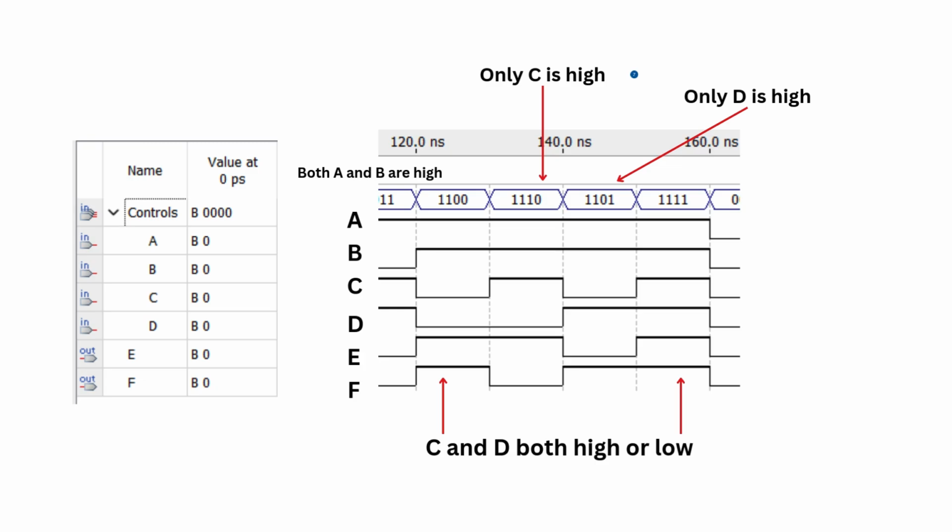If only C is high, which means hot water is chosen, you can see only E is high. When only D is high, only cold water is chosen, and you can see that F is high. But in cases when both C and D are chosen or not chosen, like 1100 or 1111, you can see that both E and F are high.